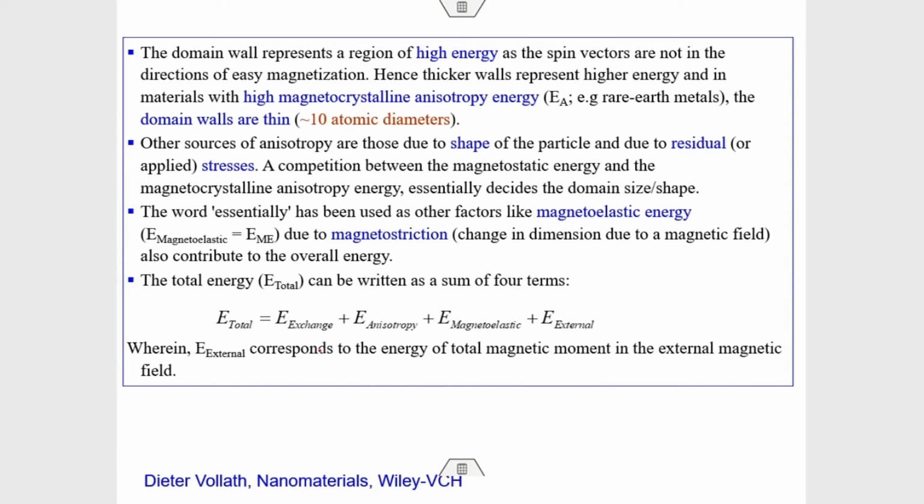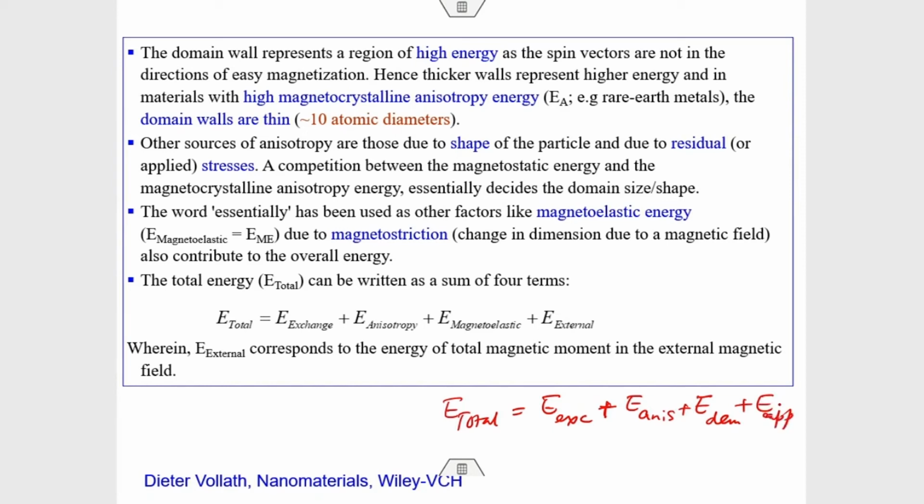So an important aspect for you to know is that the total energy of the system can be treated as the exchange energy, anisotropic energy, magnetoelastic energy and the external energy. External energy means the total magnetic moment in the external magnetic field. That means, when you apply a magnetic field, what is the external energy? In the book by Michael Ashby, they have written the same equation like this: E total is equal to E exchange plus E anisotropic plus E demagnetization plus E applied, that is external.